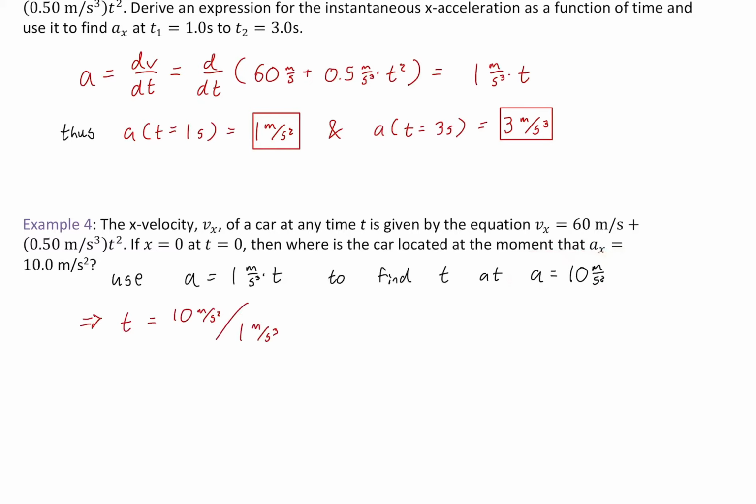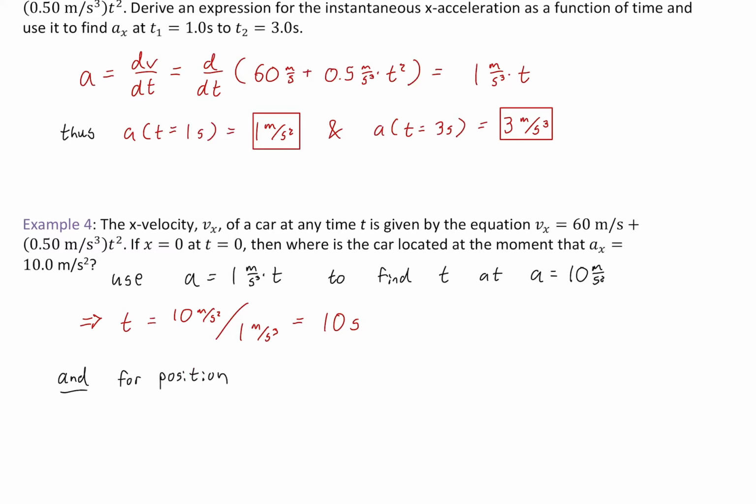All right, so that's it. Literally just 10 divided by 1, which of course gives us 10 seconds. All right, so check, got that. Okay. Now what do we do with that information? Well, we need a position function. Oh, okay. Well, to get a position function, we'd better do an integral.